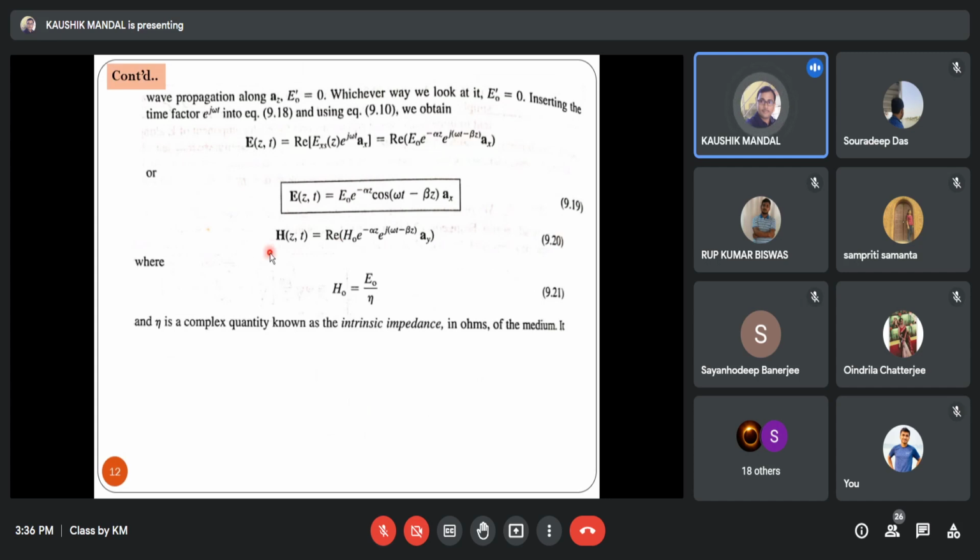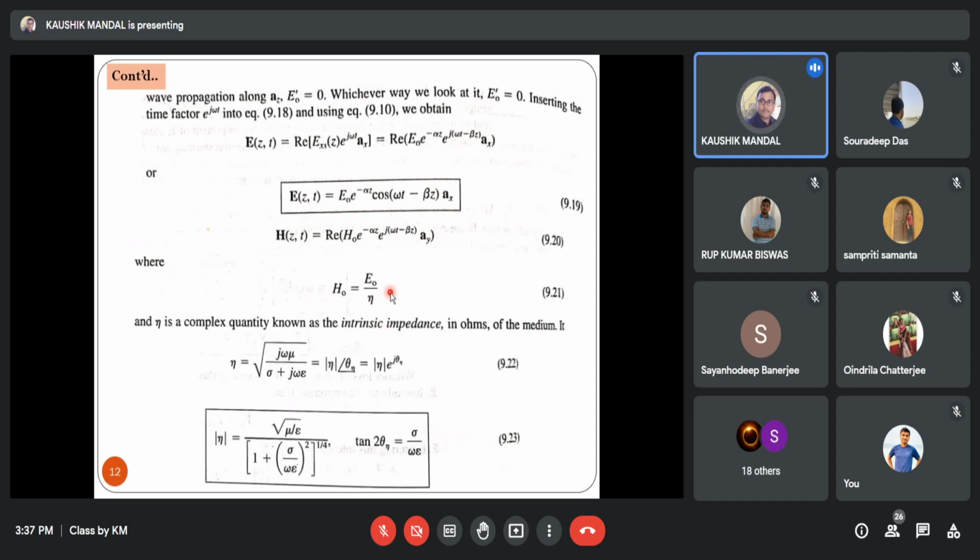Similarly, you can also find the magnetic field component, H(z,t). H(z,t) will be the real part of H0 e^(-αz) e^(j(ωt - βz)). If you rewrite it, that will be H0 e^(-αz) cos(ωt - βz) ay. Here, the relation between H0 and E0 is H0 equals E0 by η. What is this η? η is known as the intrinsic impedance and its unit is ohm.